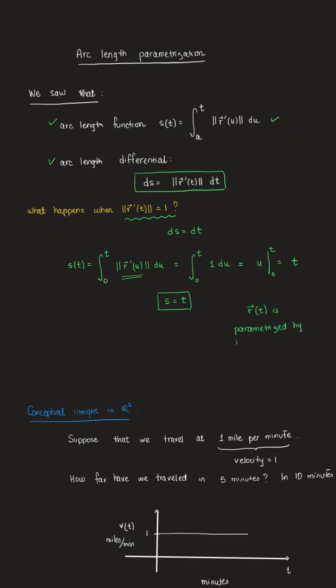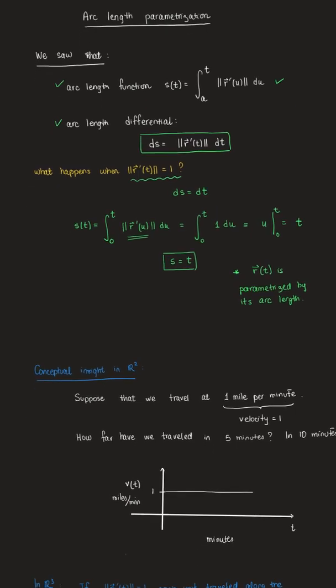t equals s, the arc length. So r of t and r of s are the same thing, right? So we say that when the magnitude of the derivative is 1, the vector function has been parametrized by its arc length because s equals t. Now, what does this mean?